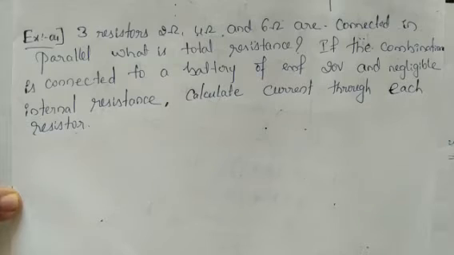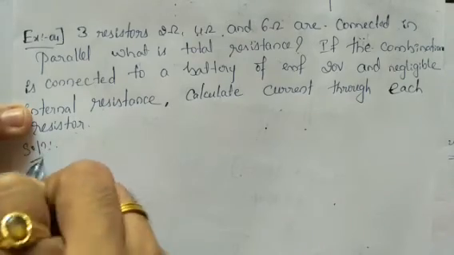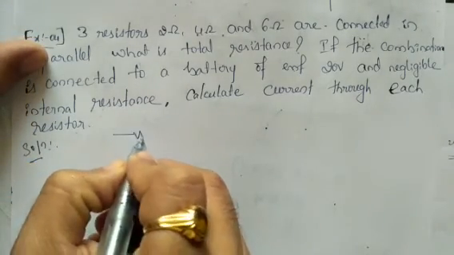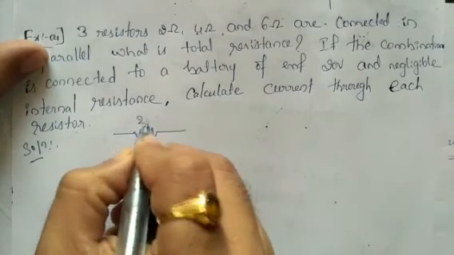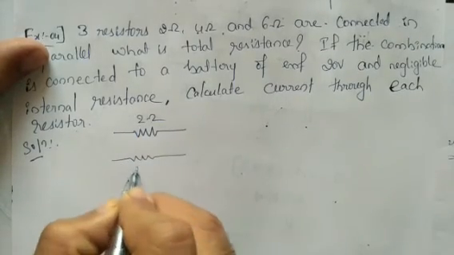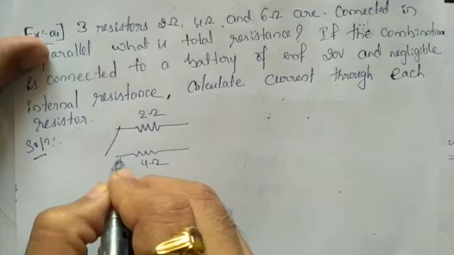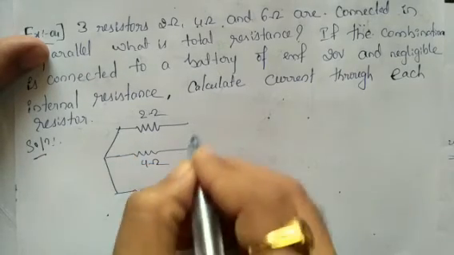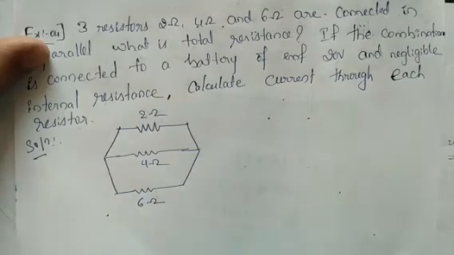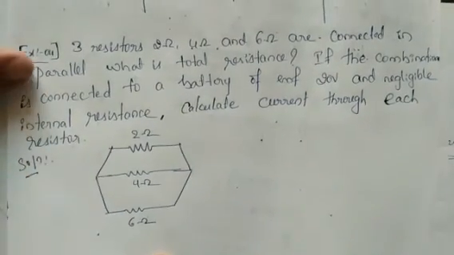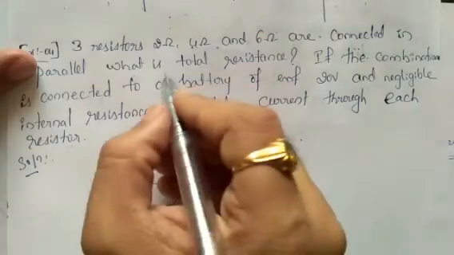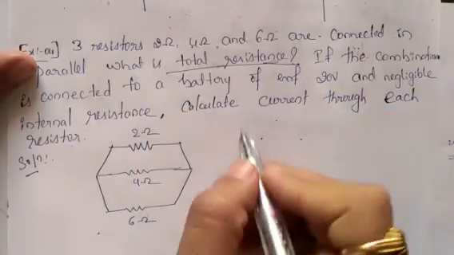Okay, the next numerical: 3 resistors, 2 ohm, 4 ohm and 6 ohm, are connected in parallel. Let us consider the first resistor as 2 ohm, the second resistor as 4 ohm, and the third resistor as 6 ohm. All three resistors are connected in parallel combination like this. If connected in parallel, what is the total resistance?